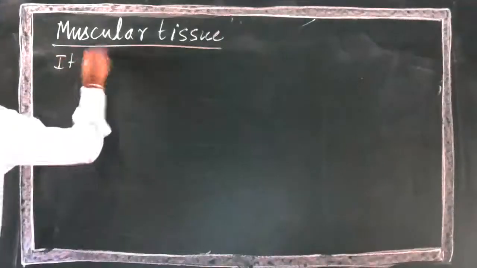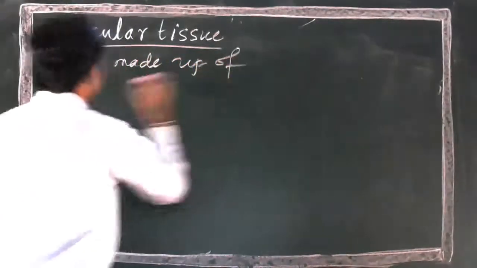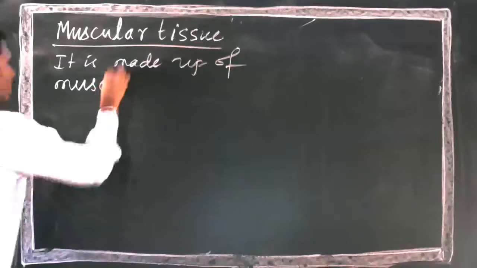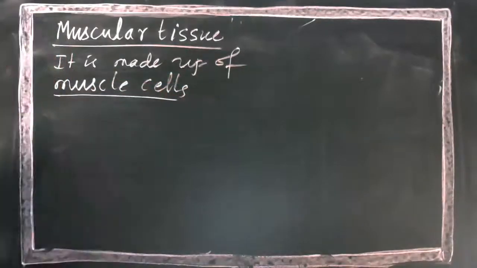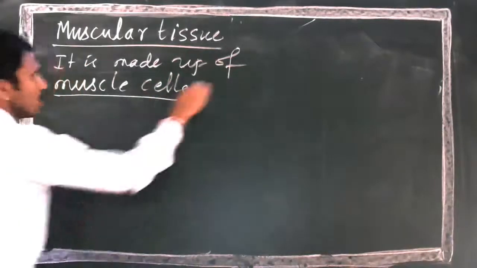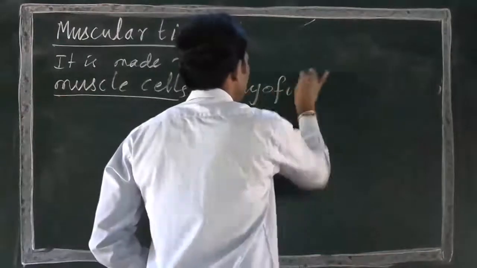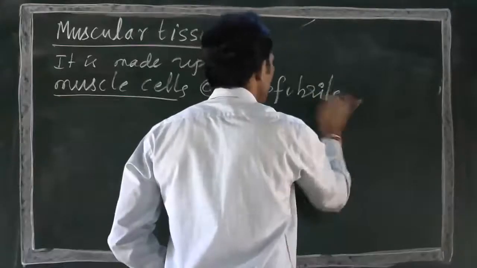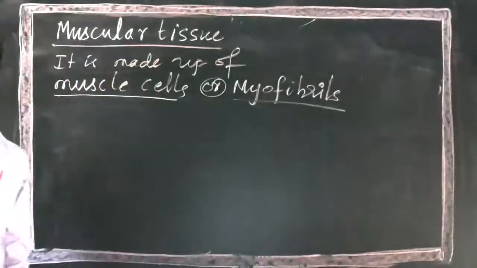Muscular tissue is made up of muscle cells. What we call muscle cells are myofibrils. We call muscle cells myofibrils.